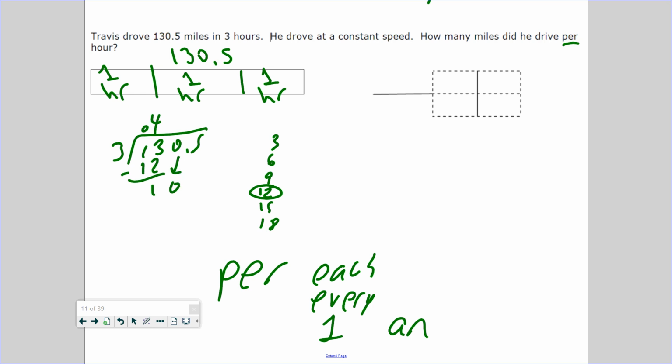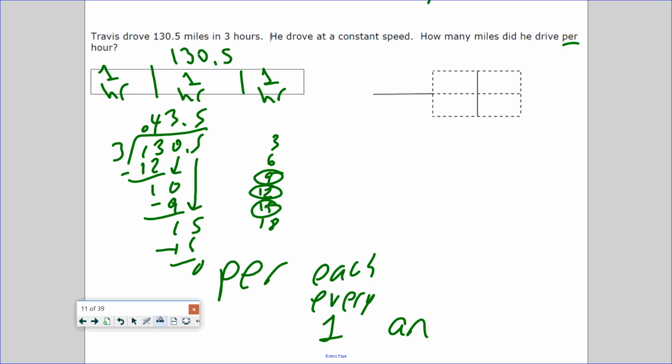Bring down 0. How many 3s go in 10? It goes in 9 times, which is the 3rd number. 1. Bring down the 5. And, oh, 15 is right here. That's the 5th number. Don't forget to put the decimal point.